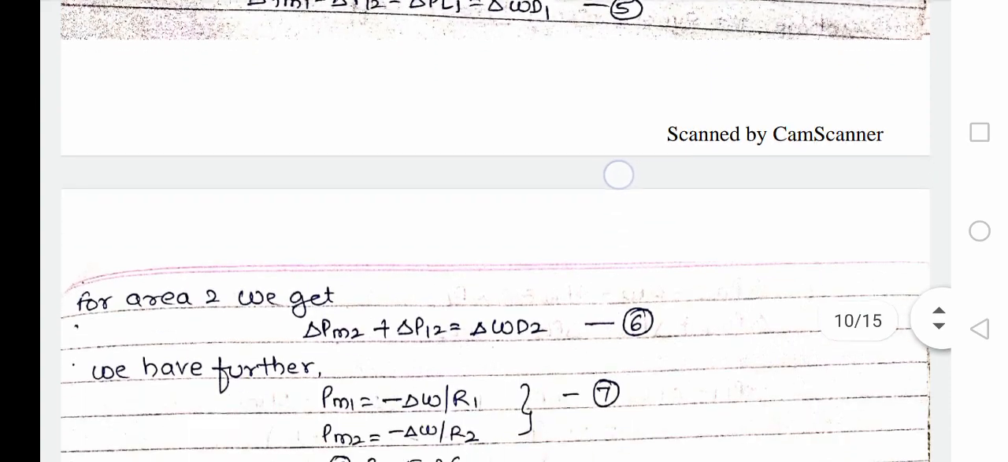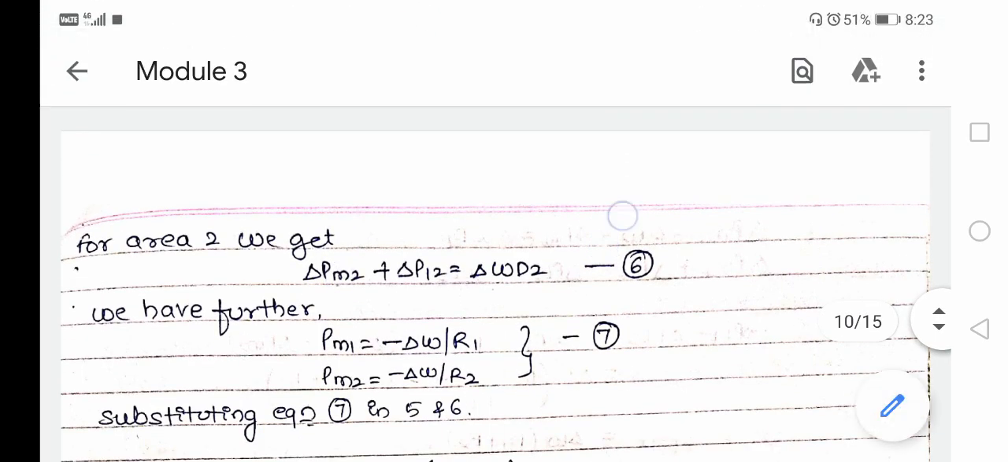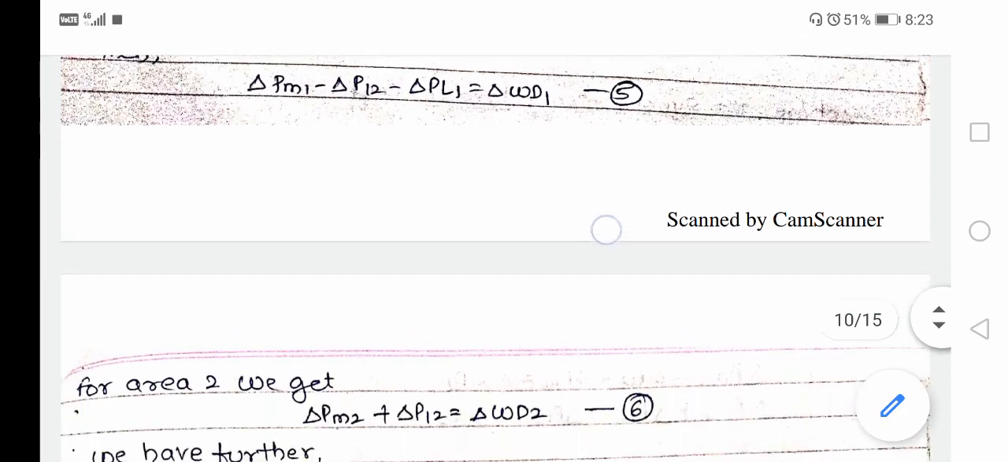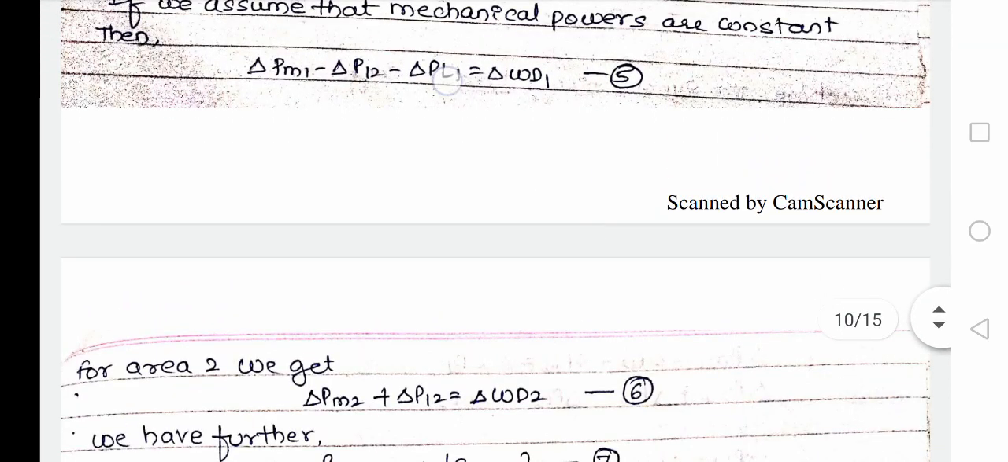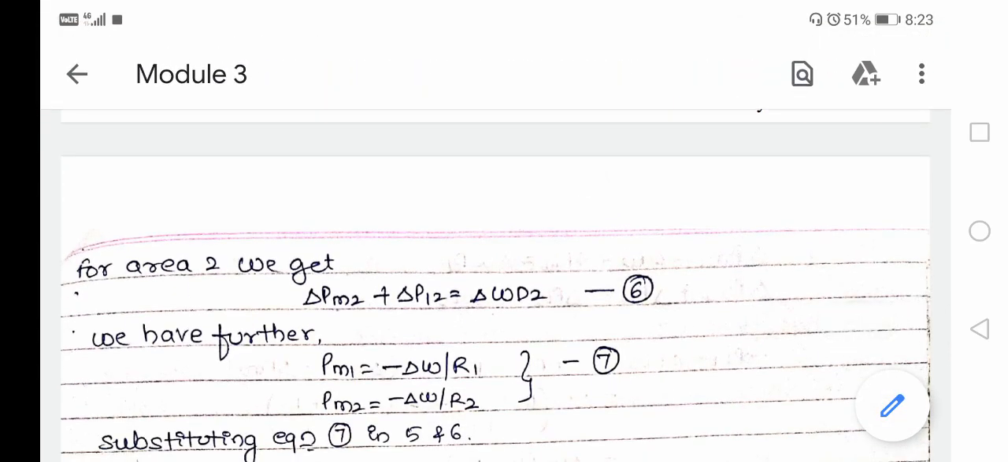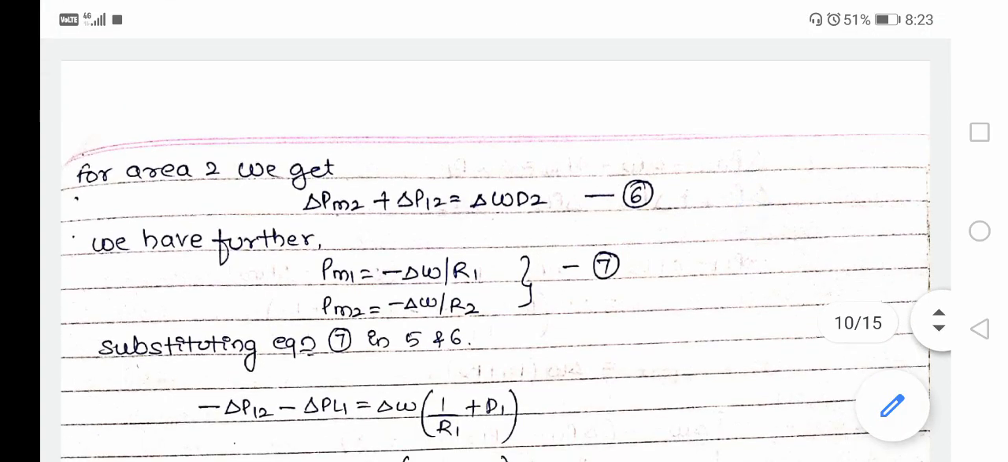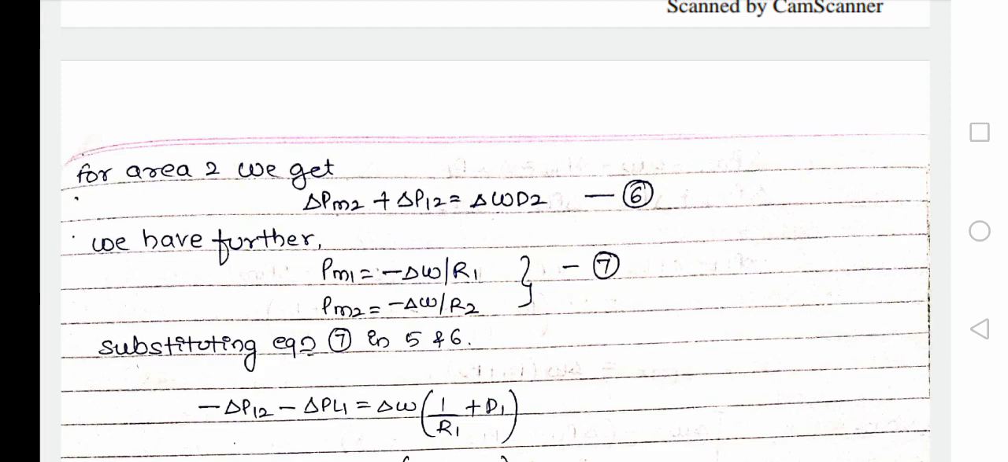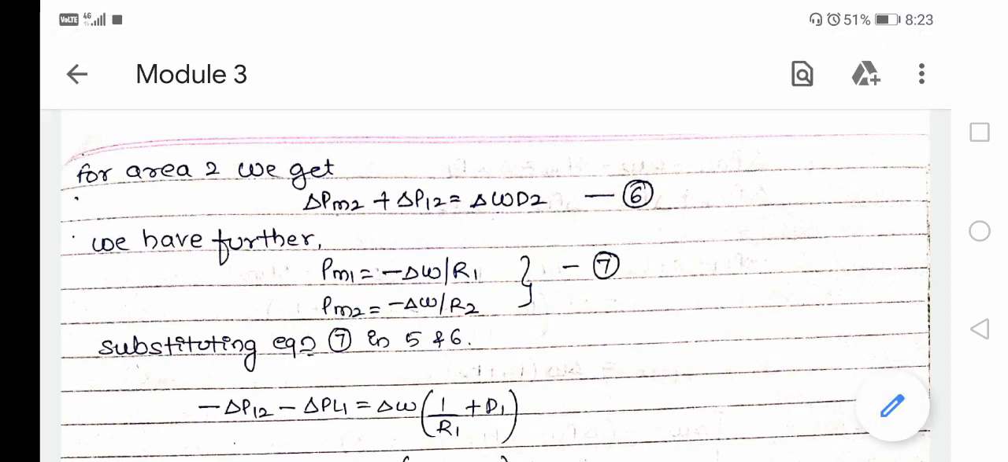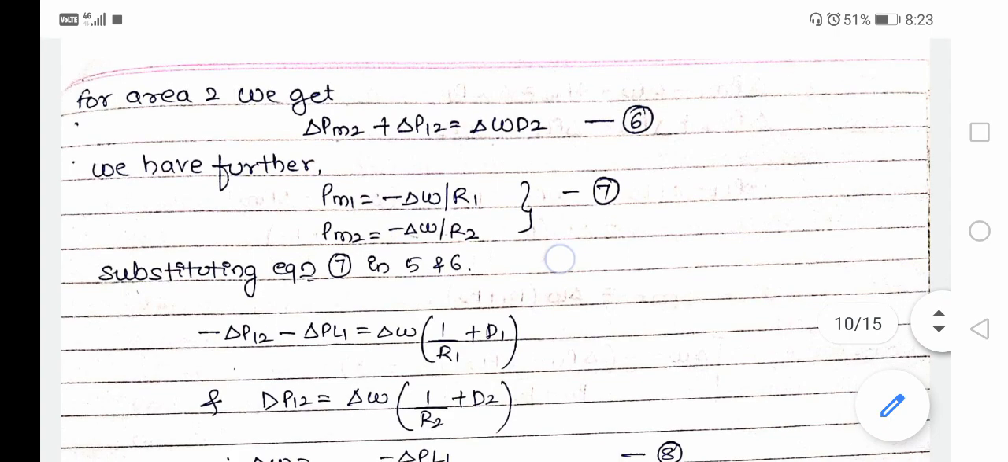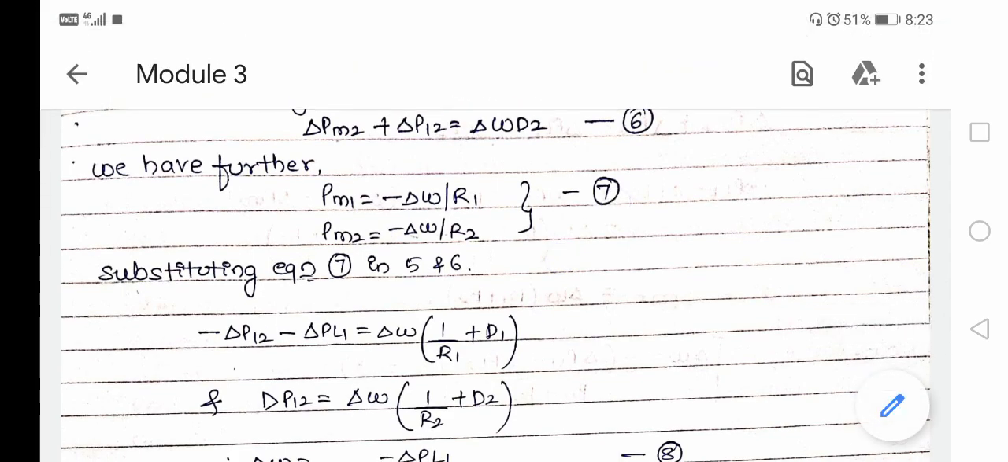Only the thing is, delta Pm1 is replaced by delta Pm2, and the next one is delta P12, and here delta PL2 will not be there. Directly you can write it as delta Pm2 plus delta P12 is equal to delta omega D2. Further, you can write delta Pm1 as minus delta omega divided by R1 and delta Pm2 as minus delta omega divided by R2. You can take this as equation number 7.